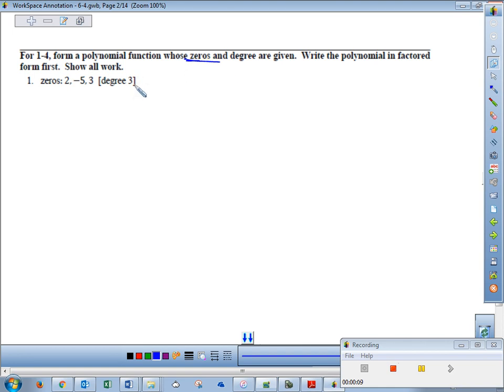So they tell me the degree is 3. You know it's going to be a cubic. They give me 1, 2, 3 different zeros. We will first write this in factored form. Hopefully it rings the bell.